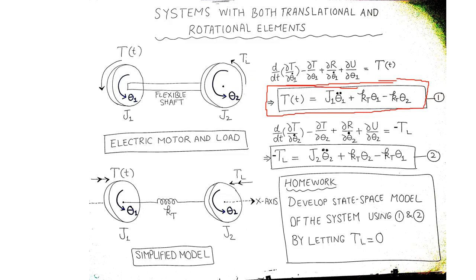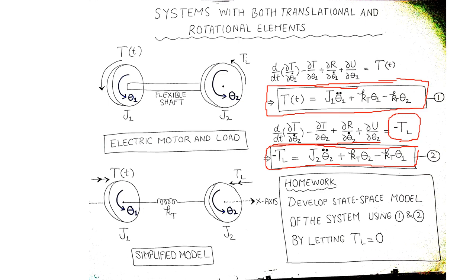The second Lagrange equation computes the left-hand side utilizing the derivative of θ2 and θ2 dot, and equates that expression to the right-hand side where the loading is minus TL. So remember, minus has been used because TL is opposing θ2. After simplification, the expression of the second equation of motion will be minus TL equals J2 θ2 double dot plus KT times θ2 minus KT times θ1.